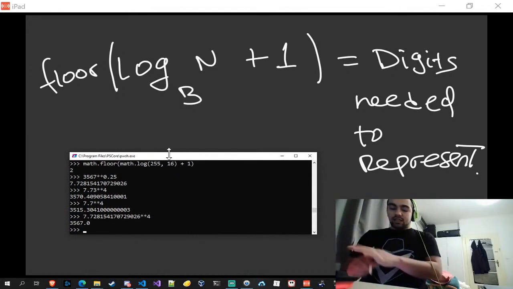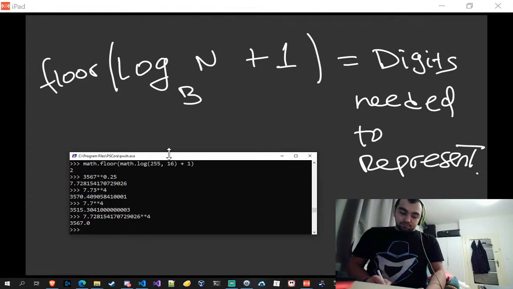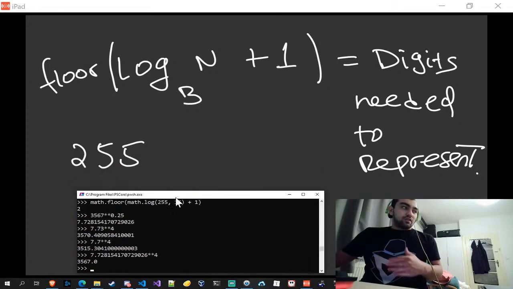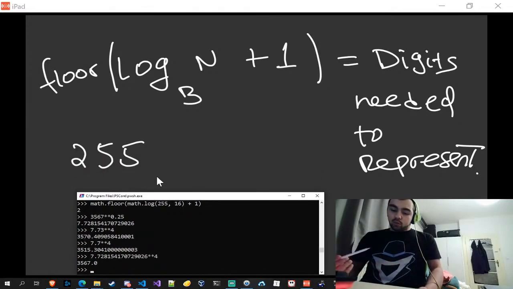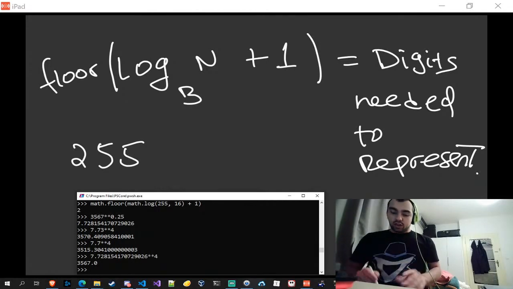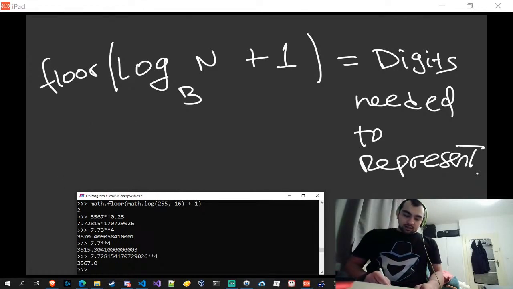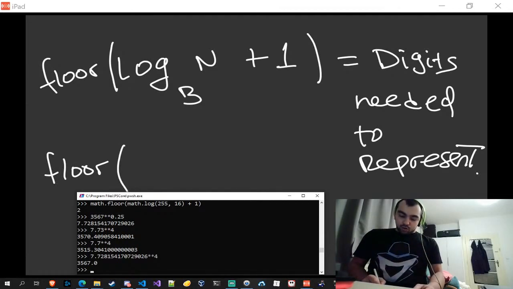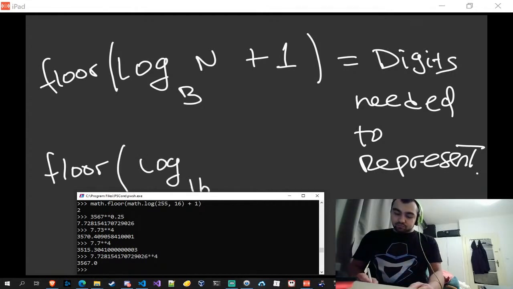What I mean is, let's say we have 255. It's a number, and this is in decimal, right? So 255 decimal, and we want to know in base 16 how many digits it would take to represent. We can floor. Floor just means to round down, okay? So if you have 2.8, this equals 2. 2.1 equals 2. So we're rounding down. That's what it means to floor. So we're flooring the logarithm of base b. In this case, I want base 16 of the number 255, which is in decimal. And then we add 1.